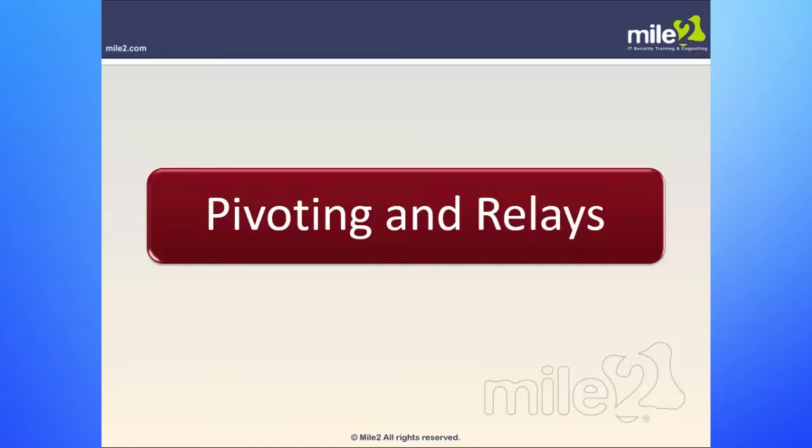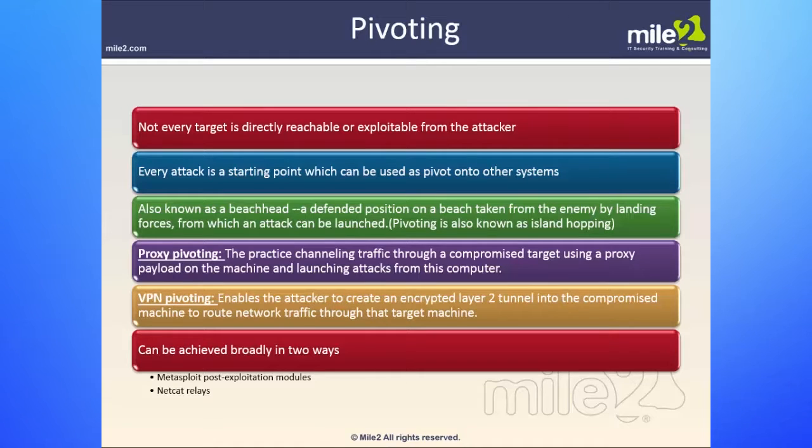All right, let's take a peek into pivoting and relays. When we talk about pivoting, we're basically keeping in mind that not every attack is directly reachable or exploitable from the attacker. This basically means there's something in between. That something could be a DMZ, demilitarized zone. It could be a firewall in between. It could be another computer, whatever the case. There's just something not directly reachable to our target machine that we want.